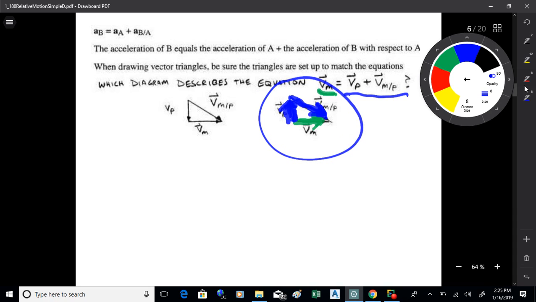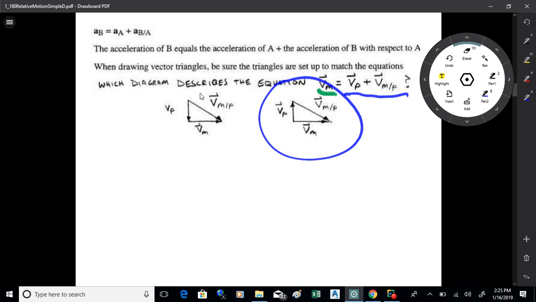And what's happening there is the vectors that are added together are put head to tail. That's how you add vectors together. So Vp and Vm with respect to P are put head to tail. On the left-hand side, Vp and Vm with respect to P are not put head to tail. So in the diagram, they're not added together as the equation shows. So the diagram that represents this equation is the one on the right.